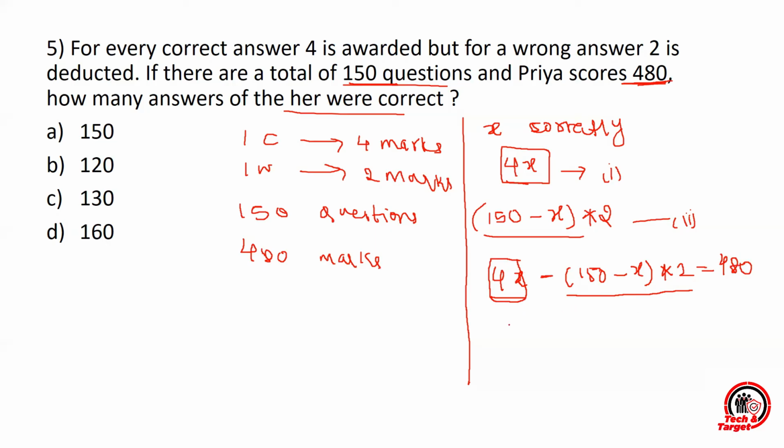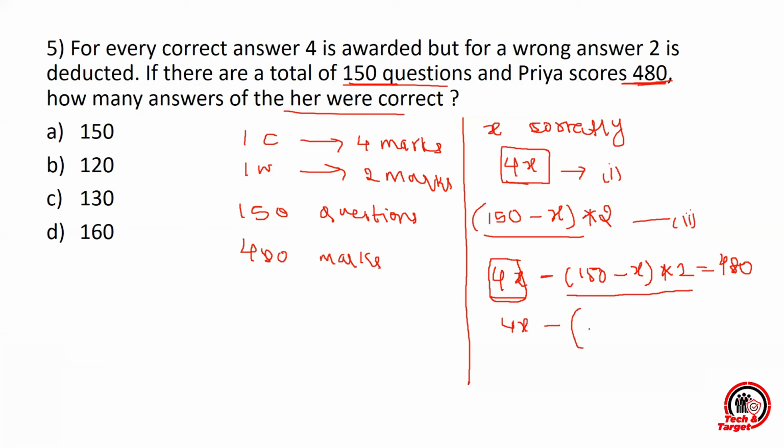So if we solve this equation, what will happen now? This will be 4x minus 150. Okay, so first of all, we'll multiply it with 2, then we will multiply it with minus, right? So for that, now what will happen?